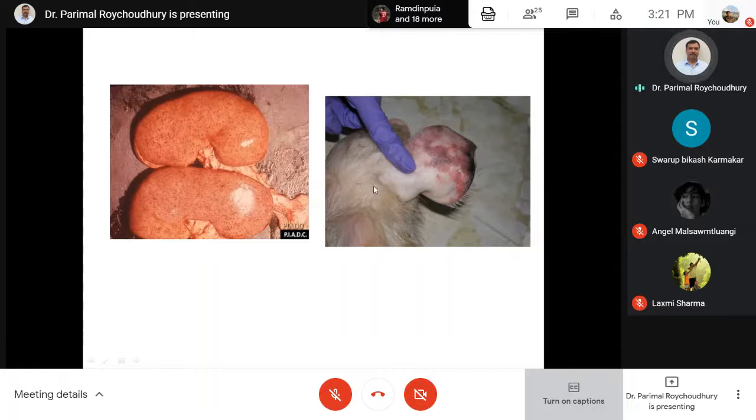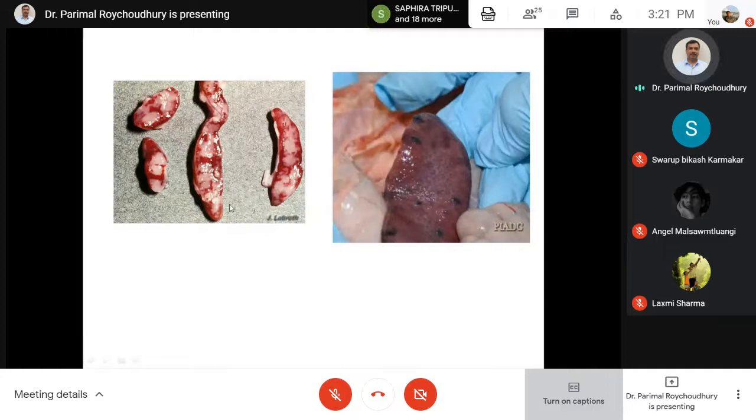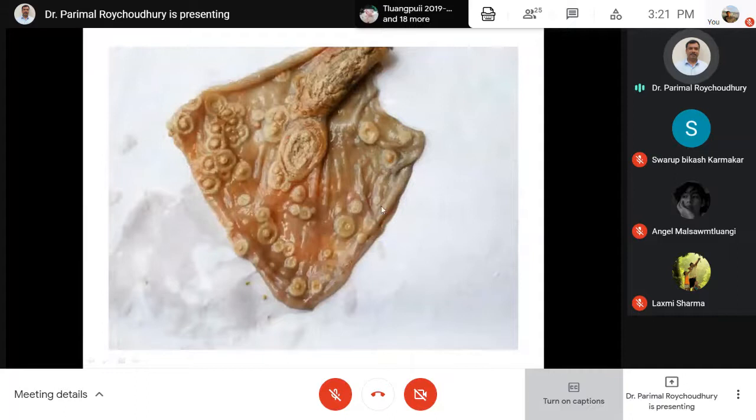Then strawberry lymph nodes. The lymph nodes appear strawberry in color. Somebody is describing it with strawberry. So these are the lymph nodes where we can see extensive hemorrhages. In the spleen, these are the black spots. These are the infarctions in the spleen. This is another feature, and this is what we call the button ulcers in the colon area.